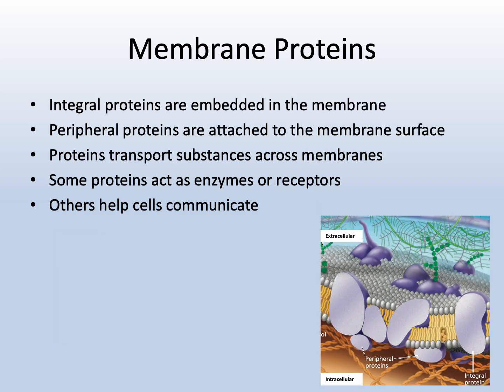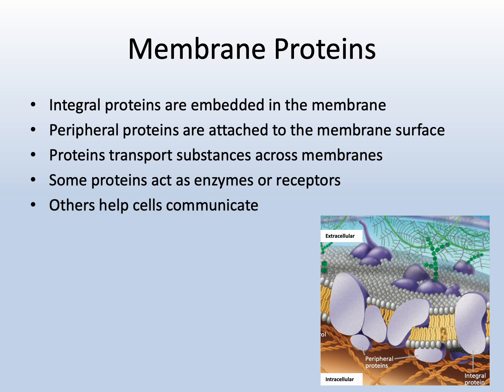Although phospholipids form the basic structure of the membrane, proteins are the molecules that do much of the membrane's work. There are two main types of membrane proteins. Integral proteins are embedded within the membrane itself. Some even stretch all the way across the membrane from one side to the other. In contrast, peripheral proteins are attached only to the membrane surface, either on the inside or outside of the cell.